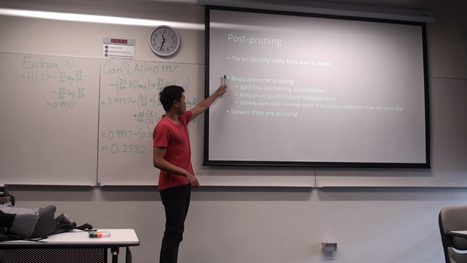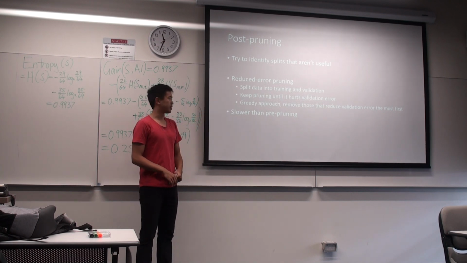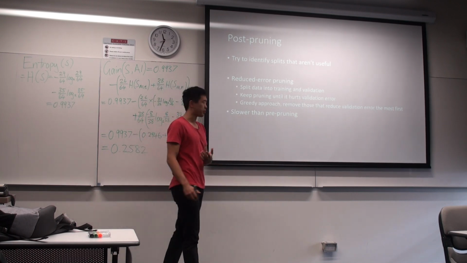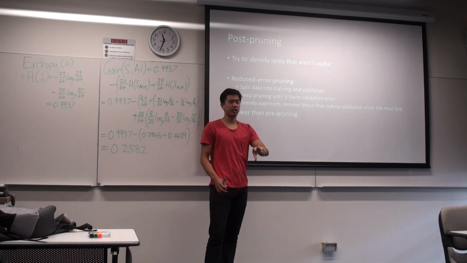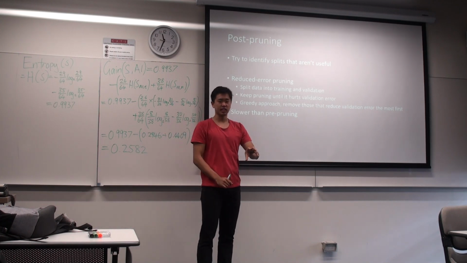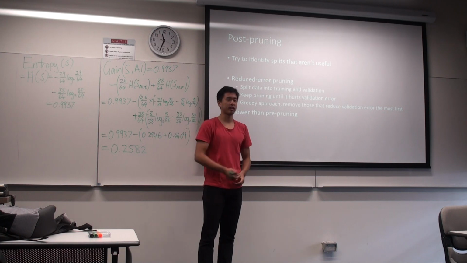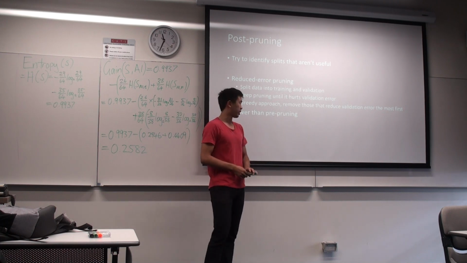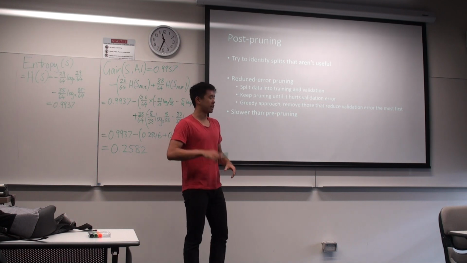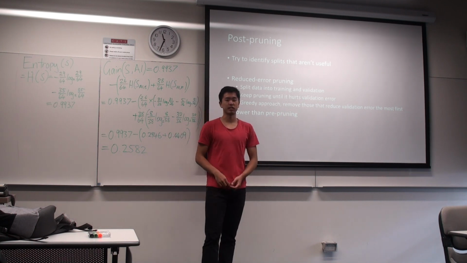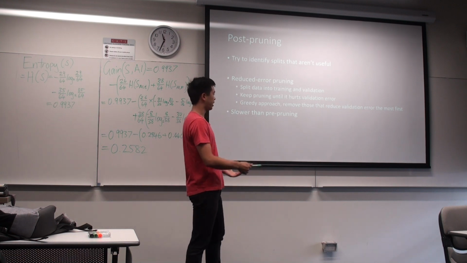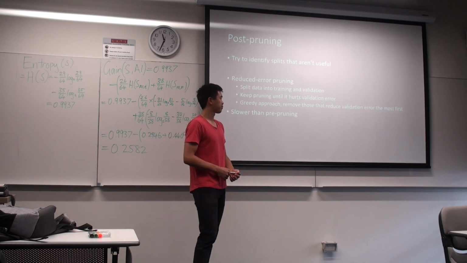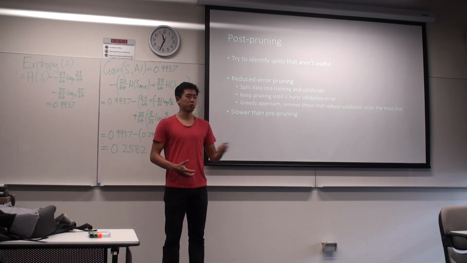Usually with this kind of method, it's a greedy approach, which means you just select the branch that reduces the test error by the most and cut that off. And then you just repeat that process with the remaining tree until cutting more branches won't reduce the test error. And at that point, we can say, okay, this tree doesn't overfit and performs well on unseen data.